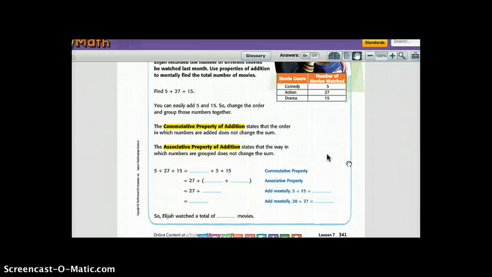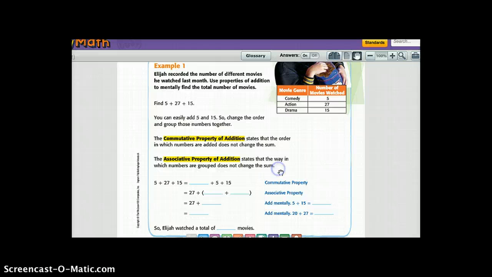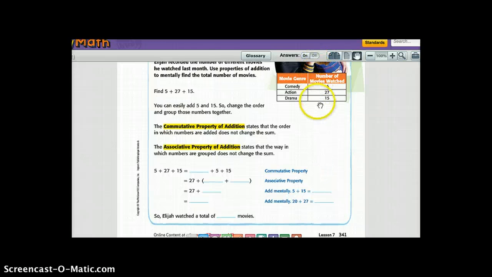Okay, let's take a look at those properties in our book. I am on page 341, and this word problem in example 1 talks about Elijah, and he recorded the number of different movies he watched last month. And he wants to use the properties of addition to mentally find the total number of movies. So here's the numbers he watched in different genres. And we can use these properties to help us. So the commutative property we can use by knowing 5 plus 27 plus 15 is the same thing as 27 plus 5 plus 15. So the order of the numbers doesn't matter. It doesn't change what our sum is going to be.